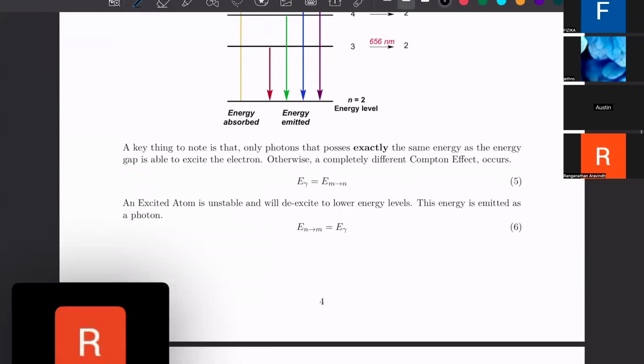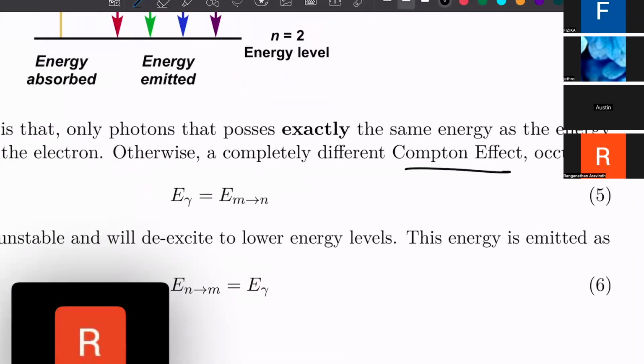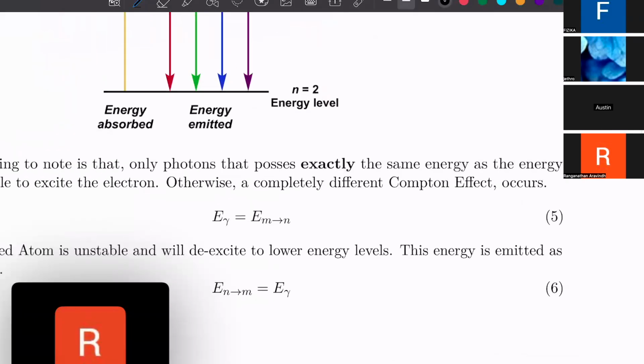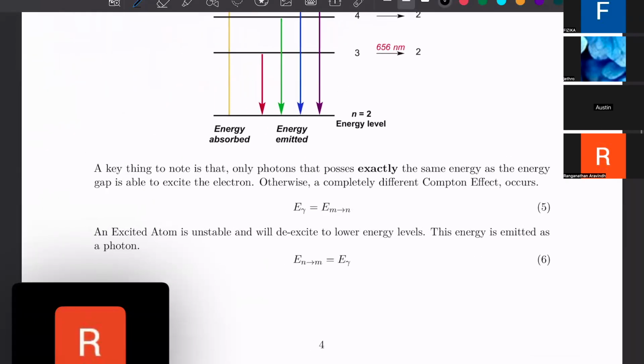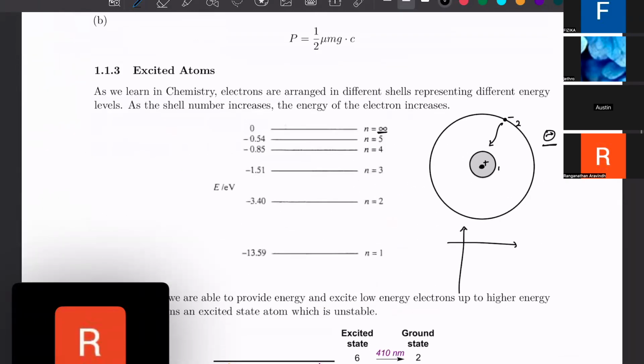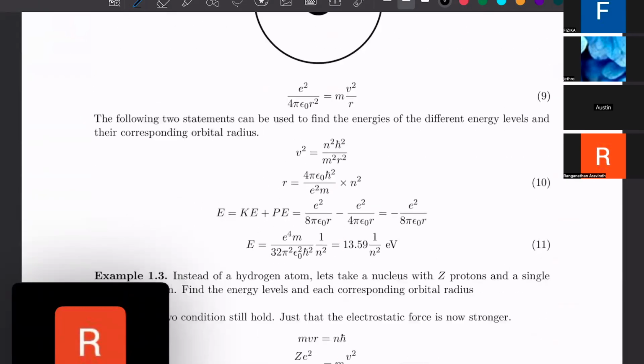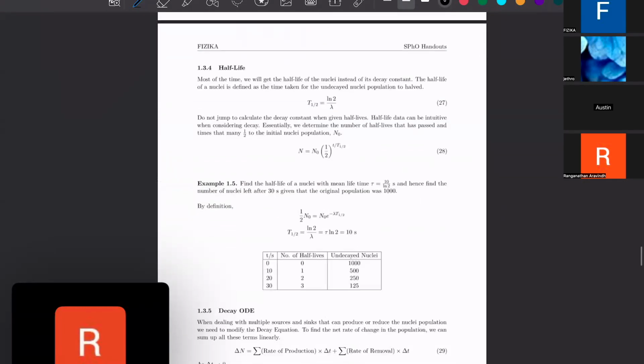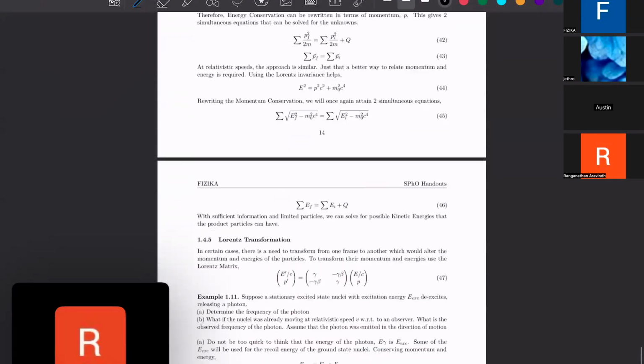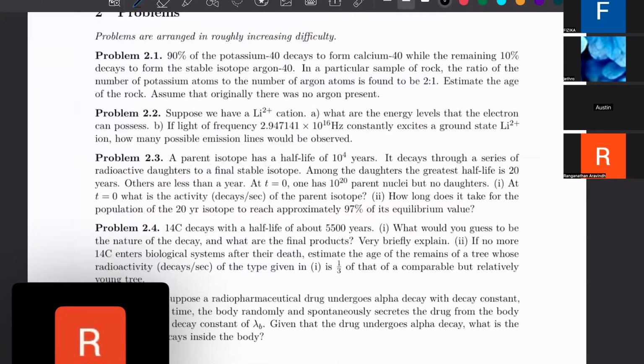I don't know if we should be learning the Compton effect. I think that one is not necessary for SPhO. Okay. Maybe we can try this question. Question 2.2.